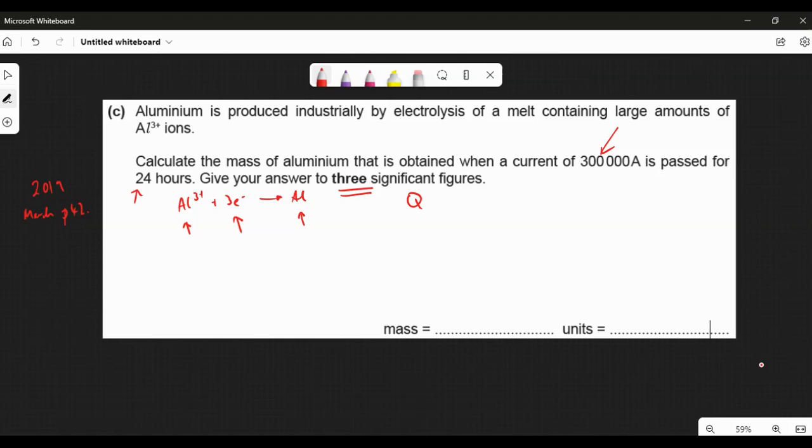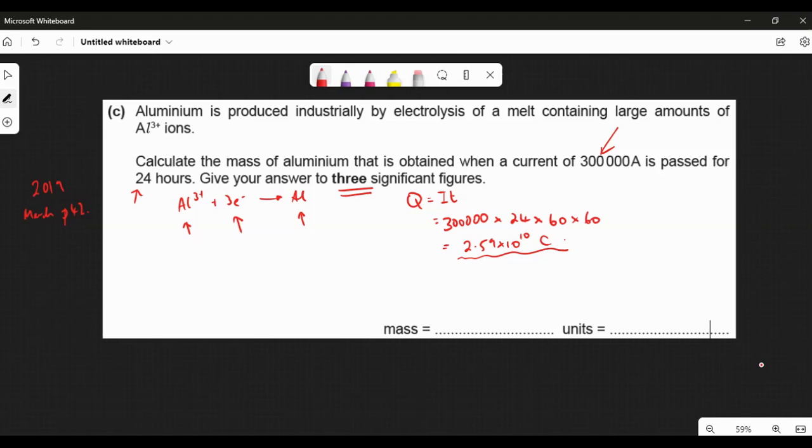All right, first of all, what charge flows? Q is equal to IT. I is 300,000. T is 24 hours times 60 minutes times 60 seconds. Okay, so using my calculator here, 300,000 times 24 hours times 60 minutes times 60 seconds, I get 2.59 times 10 to the 10. So 2.59 times 10 to the 10 coulombs. All right, so that's the charge that flowed.